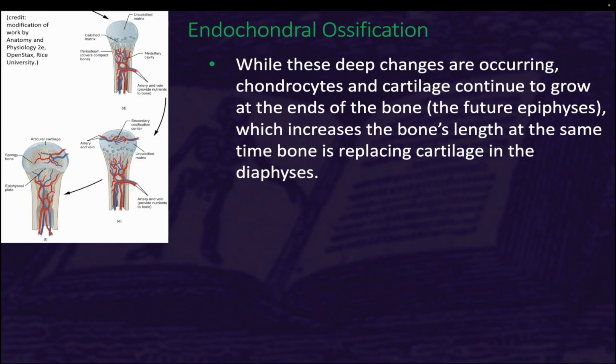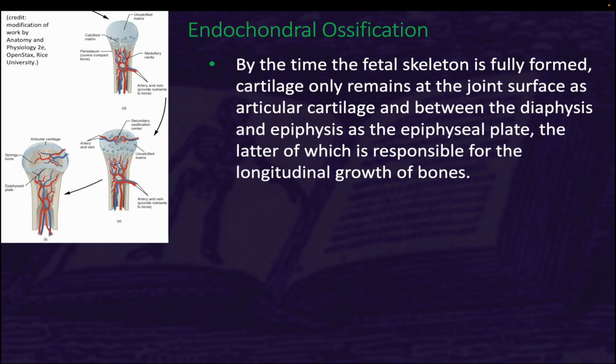While these deep changes are occurring, chondrocytes and cartilage continue to grow at the ends of the bone, the future epiphyses, which increase the bone's length at the same time the bone is replacing cartilage in the diaphyses. By the time the fetal skeleton is fully formed, cartilage only remains at the joint surface as articular cartilage and between the diaphysis and epiphysis as an epiphyseal plate, the latter of which is responsible for the longitudinal growth of bones.